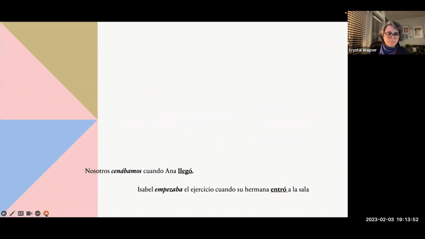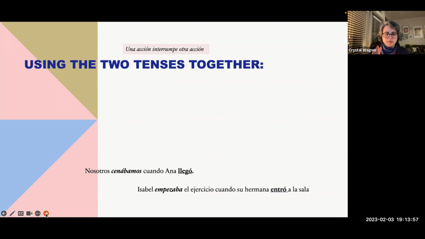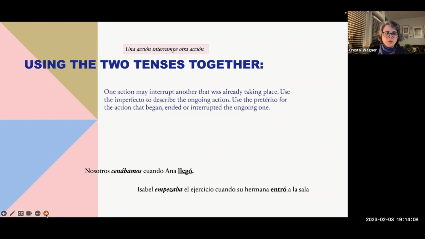Okay, so let's see other uses for the two together. This is actually kind of my favorite way of using it, because this is when an action interrupts another action. Una acción interrumpe otra acción. So I want you to take a minute to look at these examples. We have a few here. You can think of this as something that happens, right? So I'm going to draw another squiggly line here.